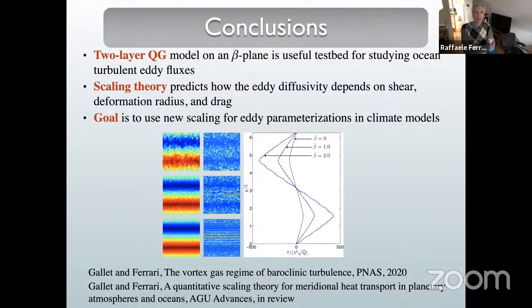We've already tested for the moment the theory against eddy-resolving, 3-dimensional eddy solutions. It still has the same kind of dependency, so it works in that limit. Now we have to go beyond that. And there are a couple of papers that I'm pointing out. One is published in PNAS where we describe the problem without beta, and the one with beta is in review in JGR Advances and should be done soon. Thank you.